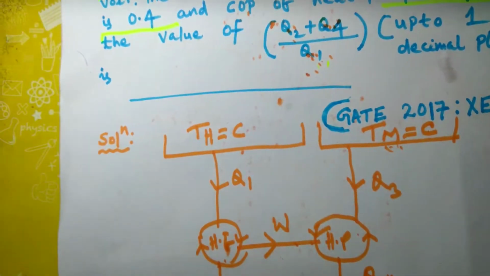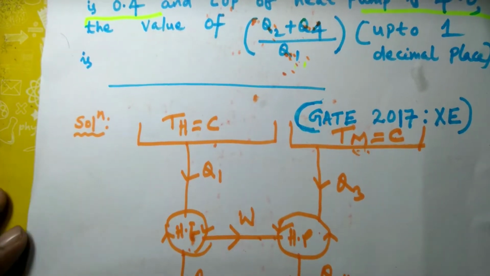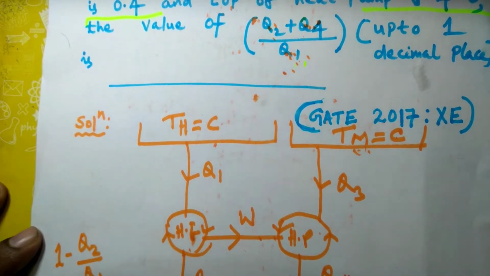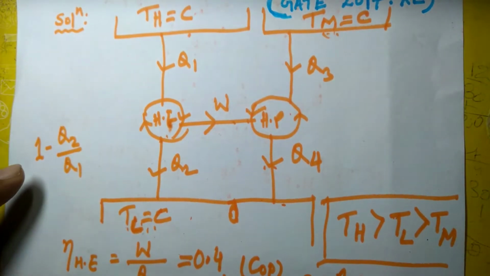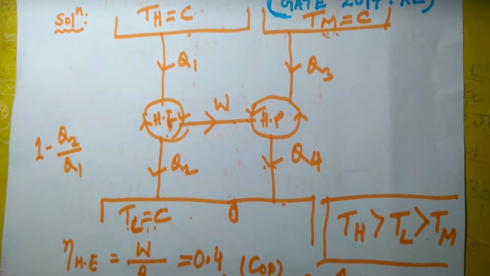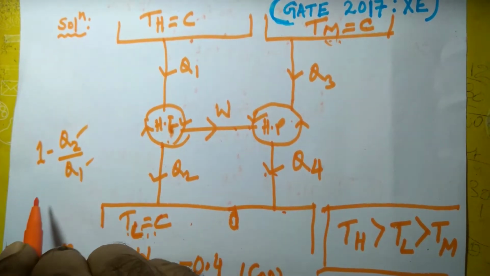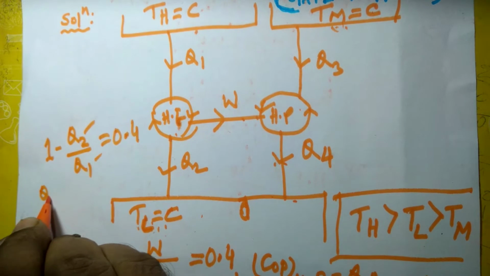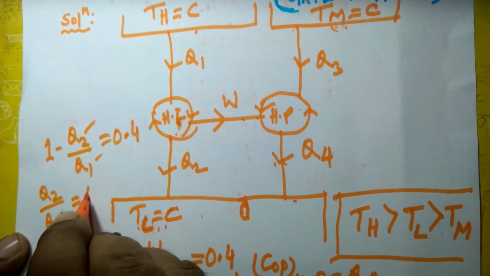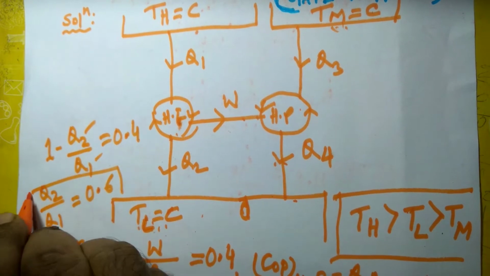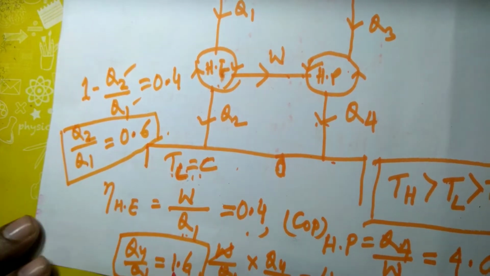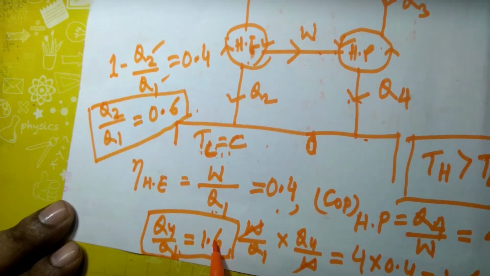Q2 by Q1, efficiency of this heat engine can be expressed also like this: 1 minus Q2 by Q1, 1 minus heat rejected by heat supplied. That we have already discussed. Efficiency of any heat engine can be written as 1 minus Q2 divided by Q1, 1 minus heat rejected by heat supplied. This is given to be 0.4. So from which Q2 by Q1 comes out to be 0.6. So Q2 by Q1 is 0.6 and Q4 by Q1 is 1.6.